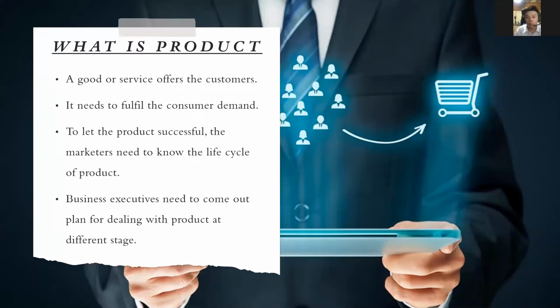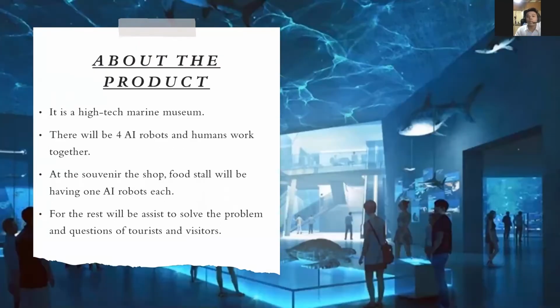So for the business executive, they need to come up with a good plan dealing with the product at different stages so that this product will not easily get affected at the first stage or second stage as well. So next, it will be about the product of this museum.